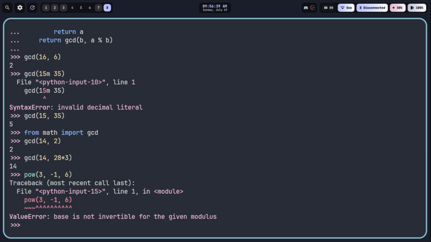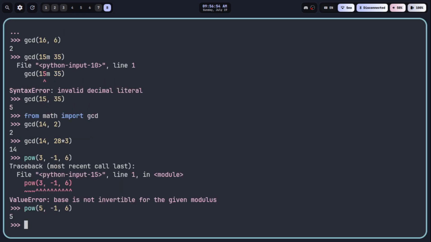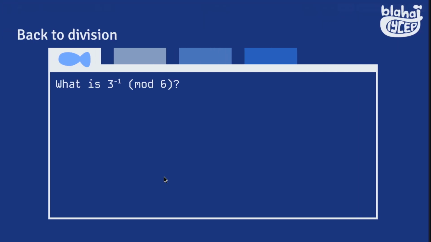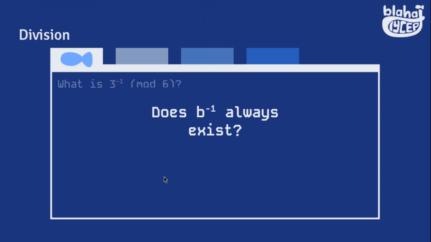But what does it mean? The base is 3 and the modulus is 6. So what this is saying is that it's not invertible, which I guess could mean that the inverse doesn't exist. But of course, there's a question of why it is that in this scenario it doesn't exist, when something like 5, for example, has an inverse, or something like 4 doesn't have an inverse as well. So there are some questions as to why that is the case, which I believe we'll answer today. Does b to the power of -1 always exist? The answer is obviously no, because we just showed something doesn't exist.